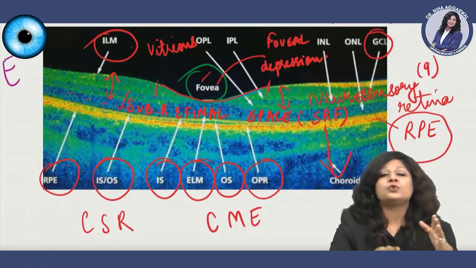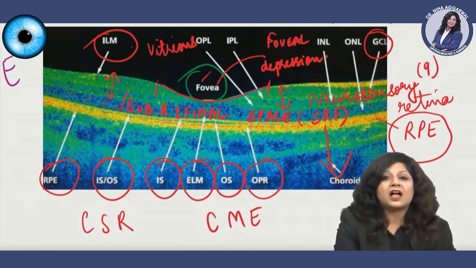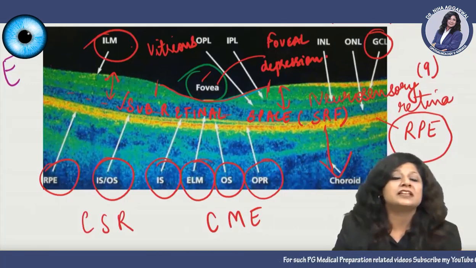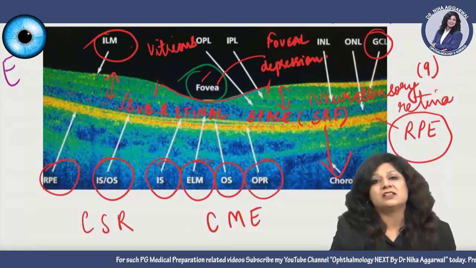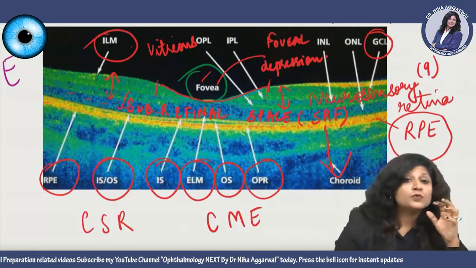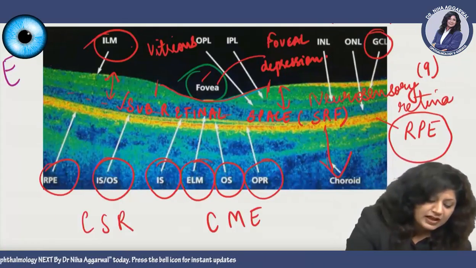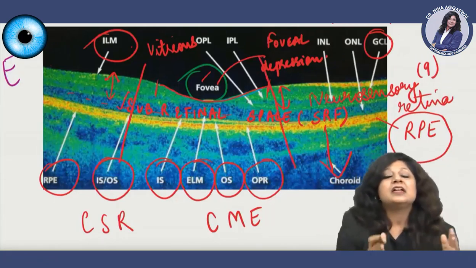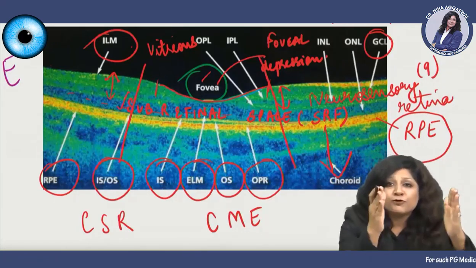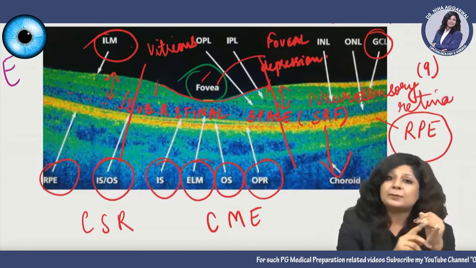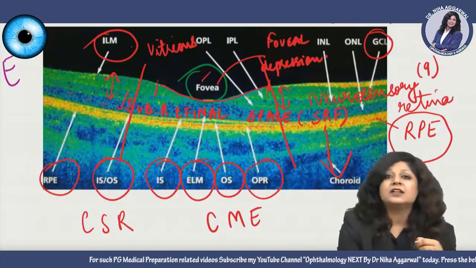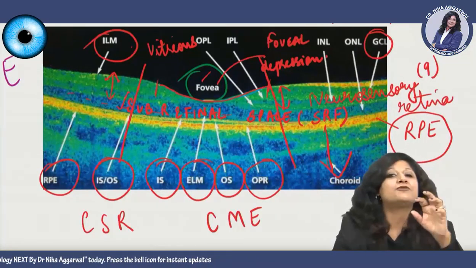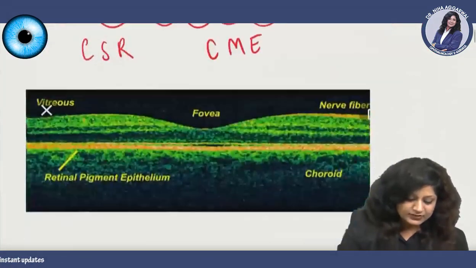So I will have to identify the macular area on the OCT in order to identify the pathology in central serous retinopathy and in cystoid macular edema. When you are able to see this fovea, I will come to know that this is actually the macular area. That is why it is important to identify the fovea on the OCT. So you know the principle, you know the outermost layer, the innermost layer, then the subretinal space, subretinal fluid, and the foveal depression. Alright. Now see this one.